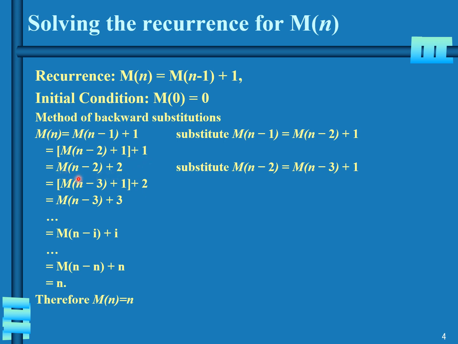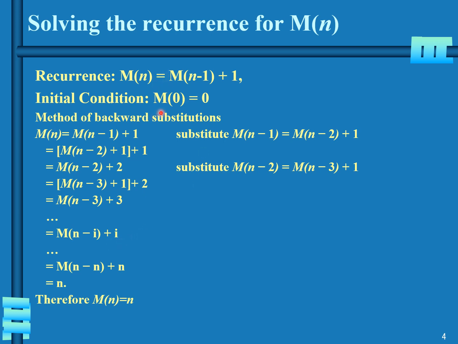Then you have to substitute the value for M of n minus 2. So M of n minus 2 is equal to M of n minus 3 plus 1. Again, to get that value in this equation, you substitute n equal to n minus 2. So you will get M of n minus 3 plus 3. So in general, if you substitute M of n minus 3, or M of n minus 4 and so on, in general you will get M of n minus i plus i.